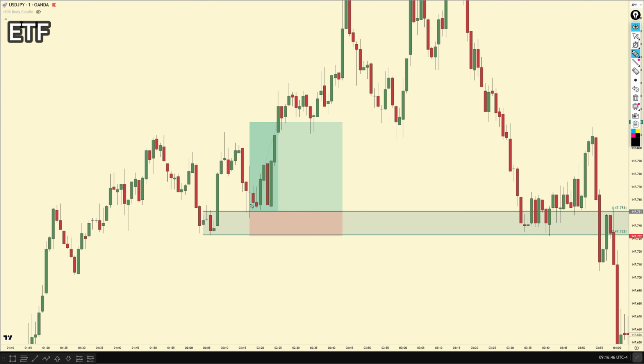You can see a beautiful pullback entry with supply and demand. We simply place our order at the zone with a stop loss below, just a little bit, sometimes a little bit above the zone we like to enter as well. Stop loss below and take profit above.